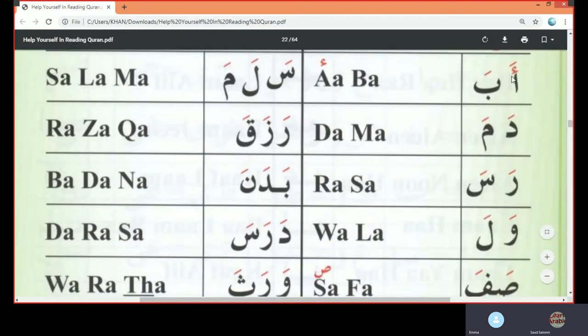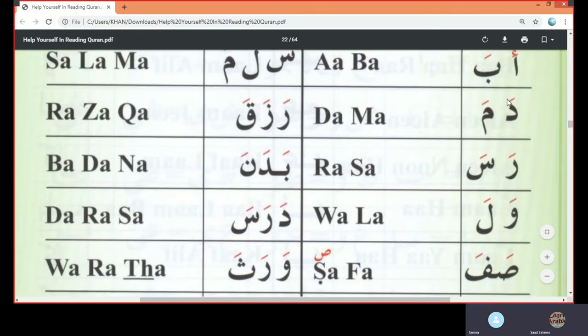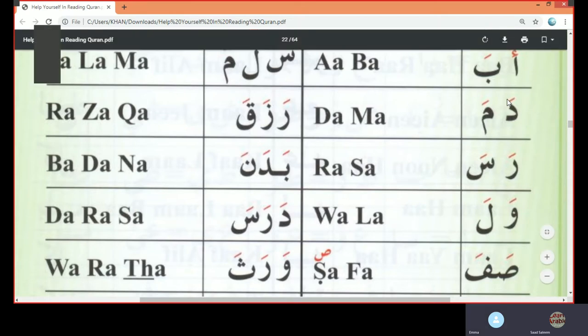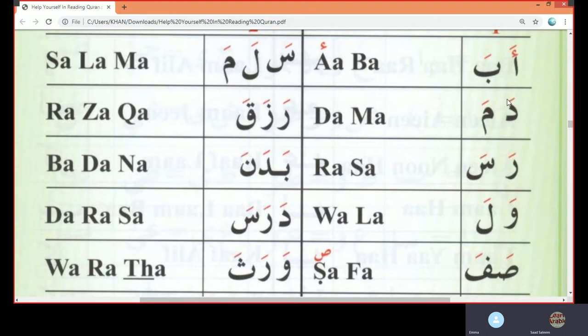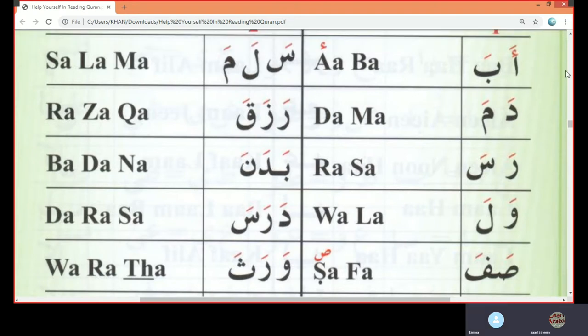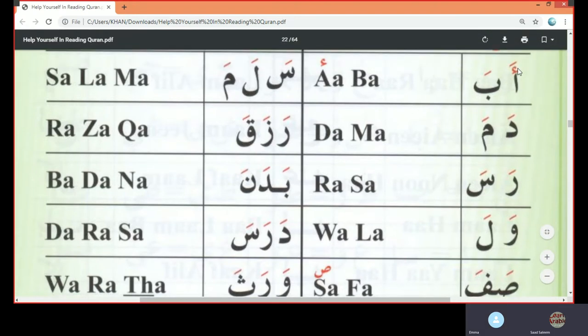It has fatha on it, not before, so it is not long. Sorry, your voice isn't very clear. Okay, the main thing I am saying is that we don't have a fatha here, because we don't have fatha before alif. We have one word with alif fatha, but this fatha is not alif fatha. Okay.